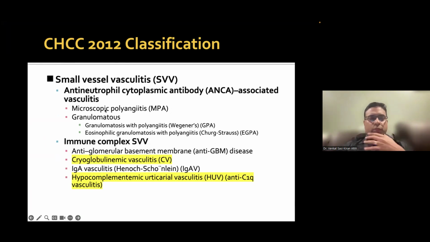I've not highlighted them because they're quite rare, and I've not seen a case in the many years since I've been practicing dermatopathology. I've not seen any cases primarily presenting in the skin. Then you've got the immune complex small vessel vasculitis, of which cryoglobulinemic vasculitis and hypocomplementemic urticarial vasculitis are those present in the skin, apart from, of course, IgA vasculitis. I forgot to highlight that.